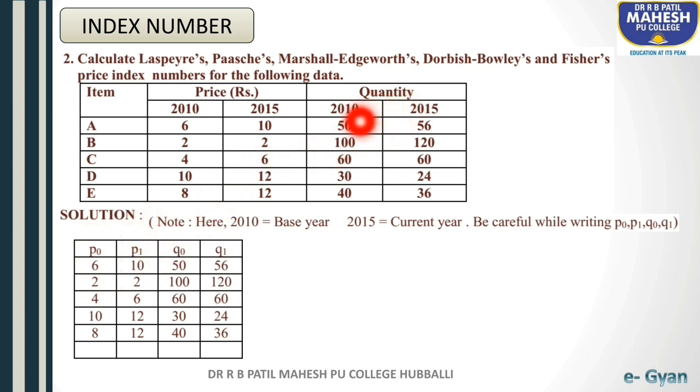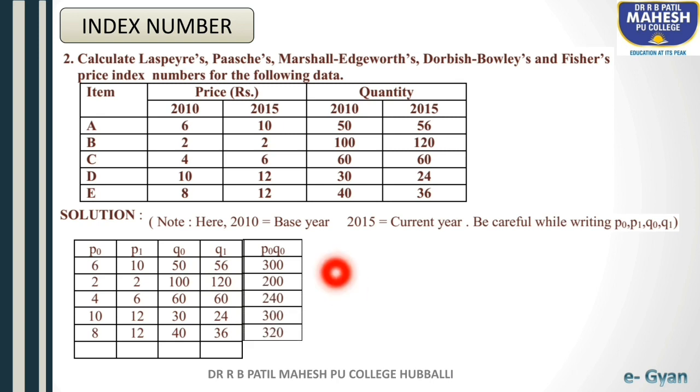Quantity means small q. Quantity of 2010 means base year quantity, Q0, and quantity of 2015 means current year quantity, that is Q1. So base year price and current year price are given, base year quantity and current year quantity are given. First we have to find P0 into Q0, so multiply the values P0 into Q0.